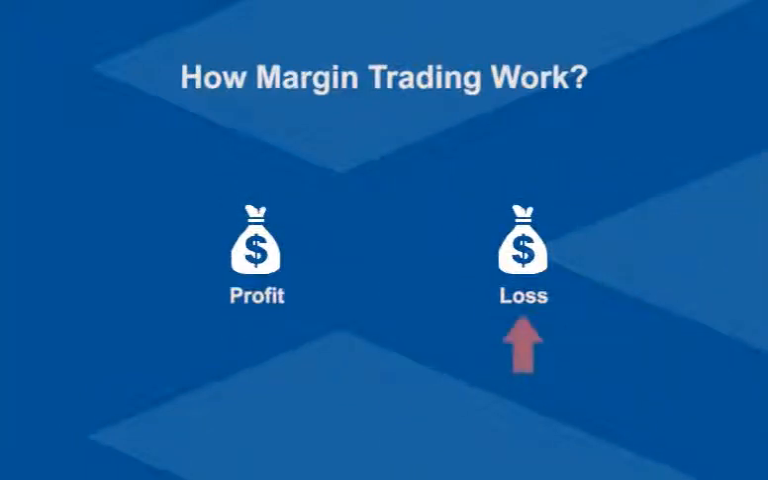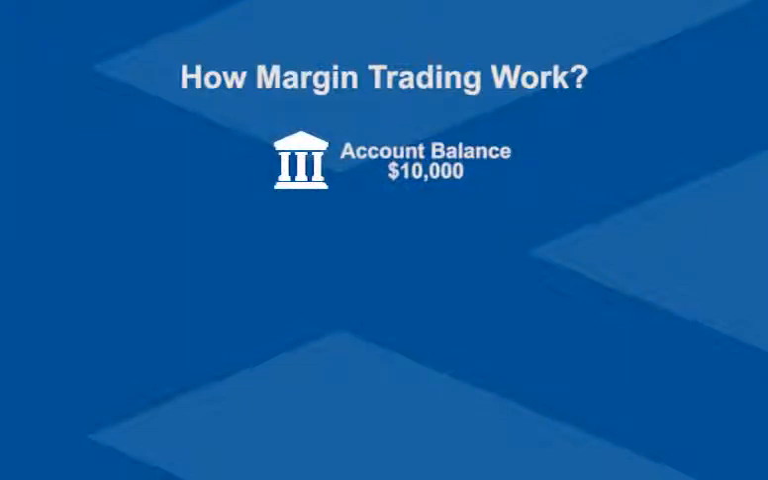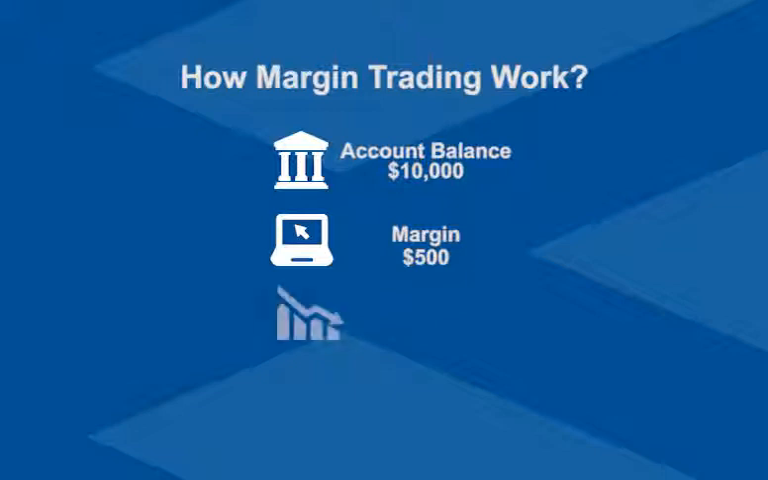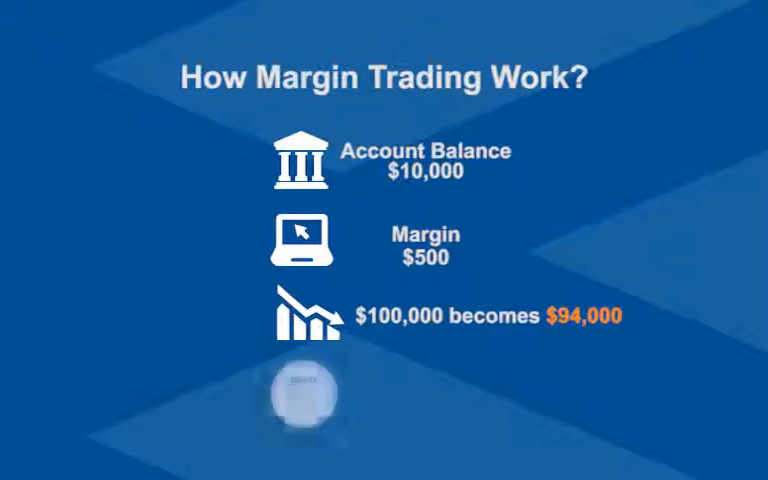In the case of losses incurred on an open position, the amount will be deducted from your equity, which is the value of your account. Let's say you have an account balance of $10,000 and you open a position with a margin of $500. Unfortunately, the trade went against your favor and the $100,000 contract becomes only worth $94,000. Your current equity will reflect the loss of $6,000 of the open trade. The amount will only be deducted from your account balance when you close the position.